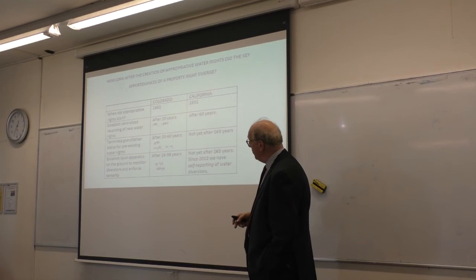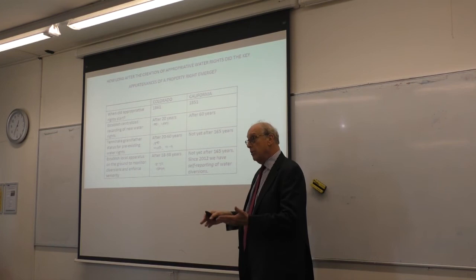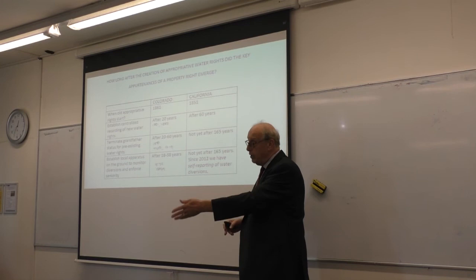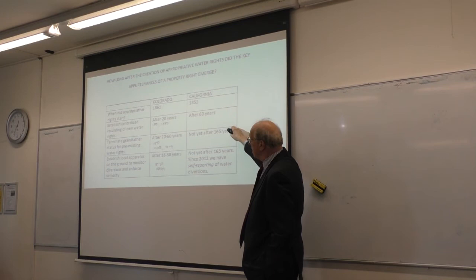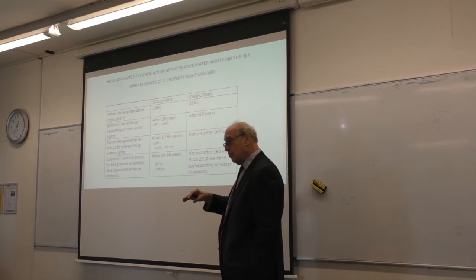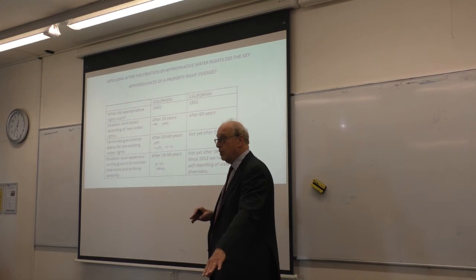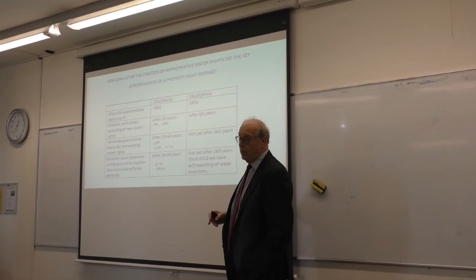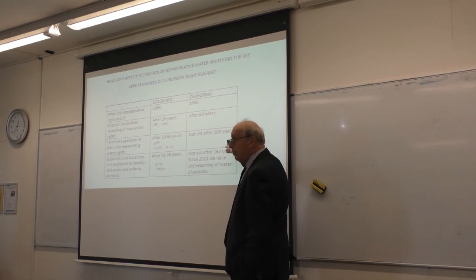The first step was to eventually create an administrative agency. So instead of putting bits of paper on trees, you filed a claim with a bureaucratic agency. Colorado did that within 20 years. California didn't get to do it till 1914, 63 years late. When this registry system was set up, at first they grandfathered pre-existing rights. They were not subject to review, the new rights were. Colorado removed the grandfathering entirely by 1919. California has not yet removed the grandfathering today.